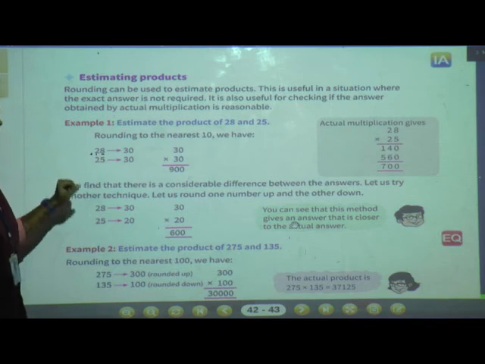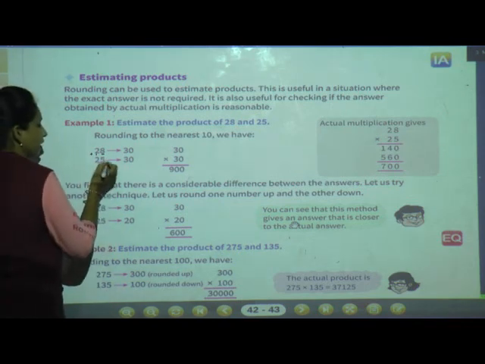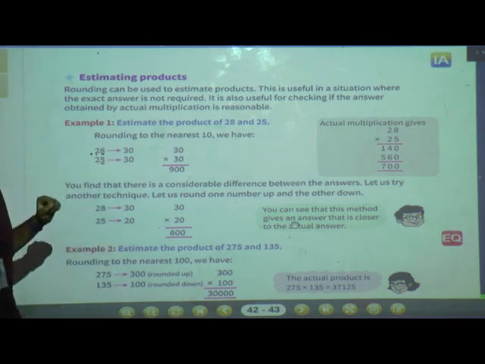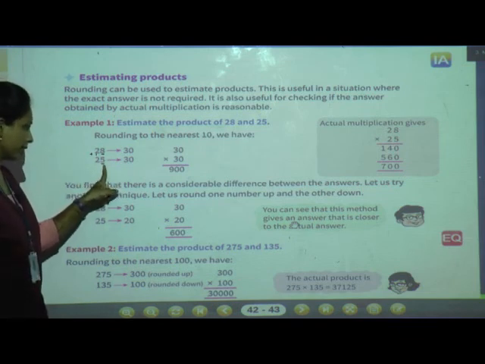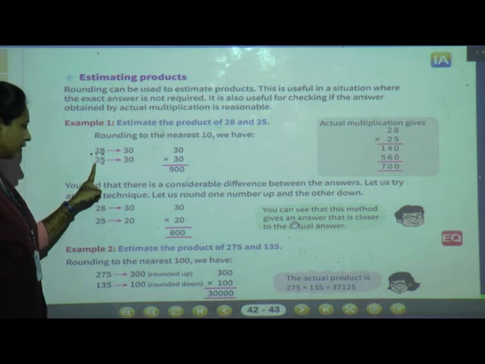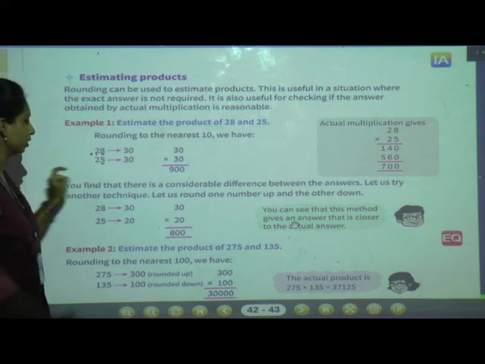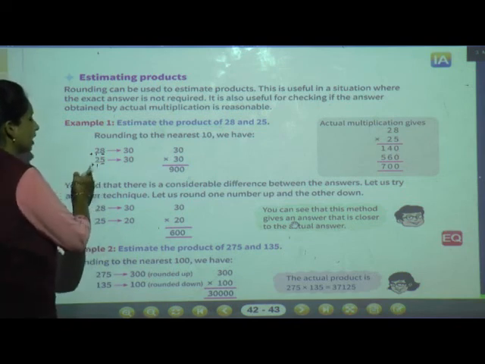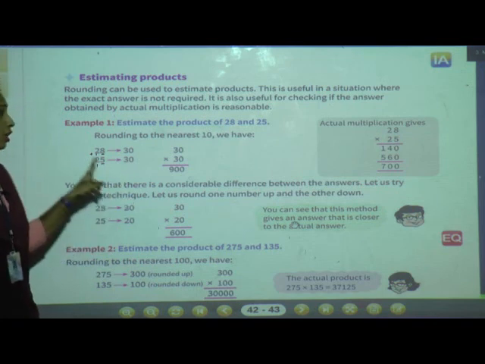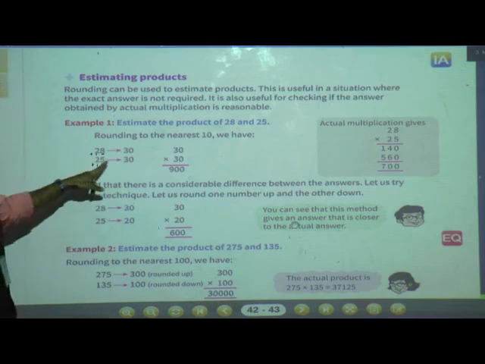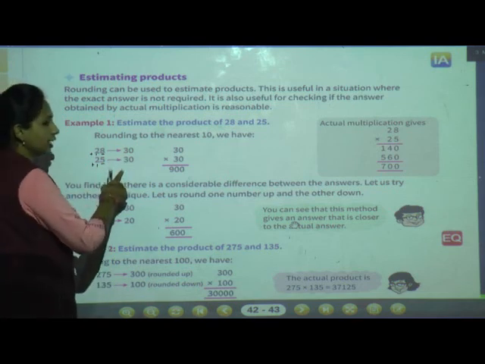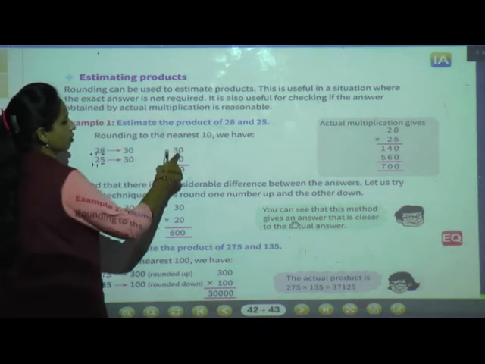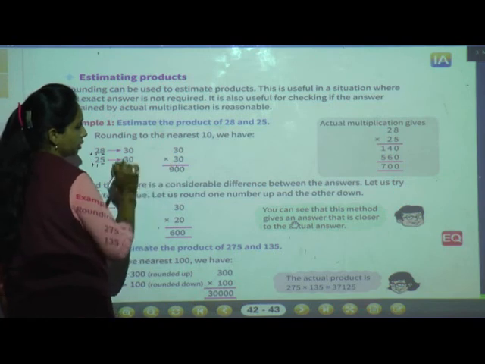And what about 25? 25 also has 5 at the ones place. It is 5 or more than 5. Place the 0 at the ones place and add 1 to the tens place. When we add 1 to the tens place, we get 2 plus 1 is 3. So 25 rounded to the nearest 10 is 30 only. So we got 30 and 30 rounding to the nearest tens. So write here 30 and 30 multiplication.